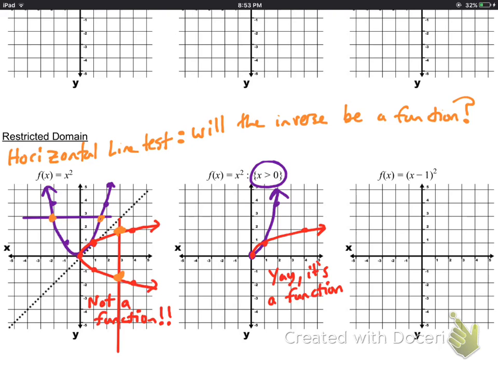Look, we found a function. It's a function now because we cut off half of it and it passed the horizontal line test, so the inverse, the red function, will now pass the vertical line test. Whoop-de-doo. I want you to try that last one before coming to class, and you're going to share that with your partners in the first 10 minutes of class.